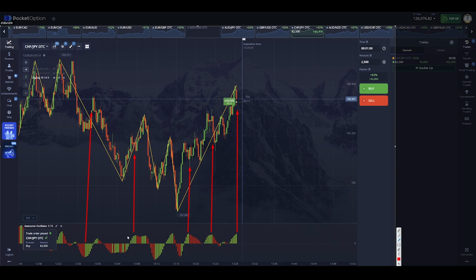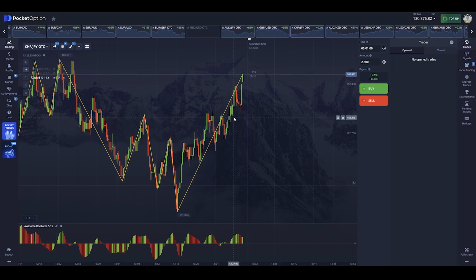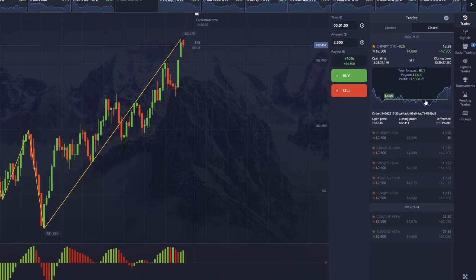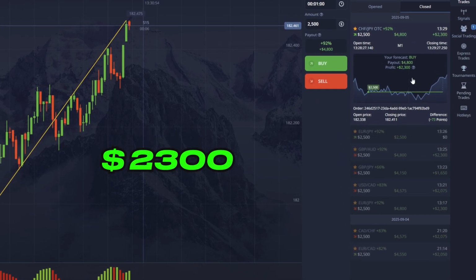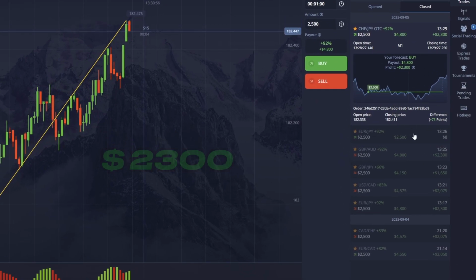Well, after that, either there's a mismatch with the zigzag or one losing trade. No, actually not even that. Here we had a profitable entry point. Right here, if we had opened another position, it most likely would have been a loss. By the way, this trade closed in profit and brought me a whole 73 points and $2,300.